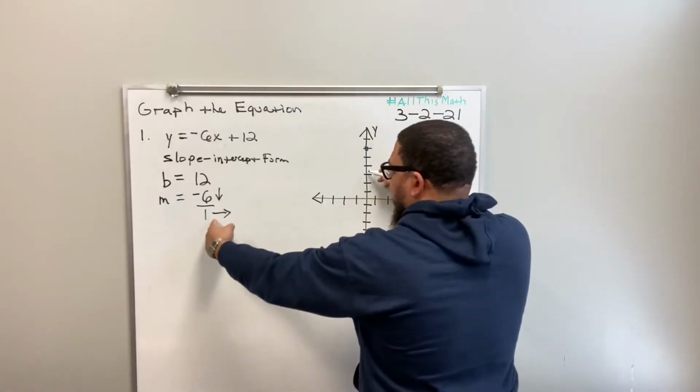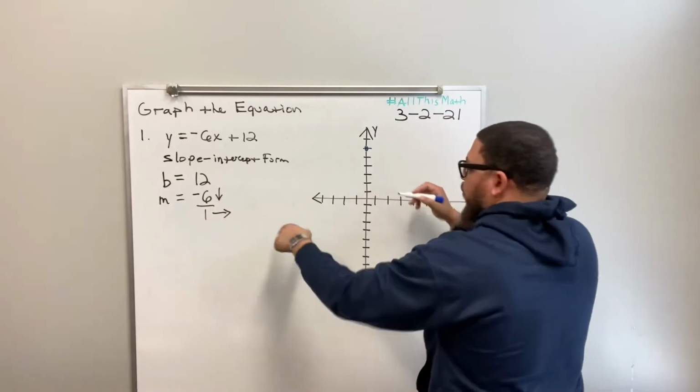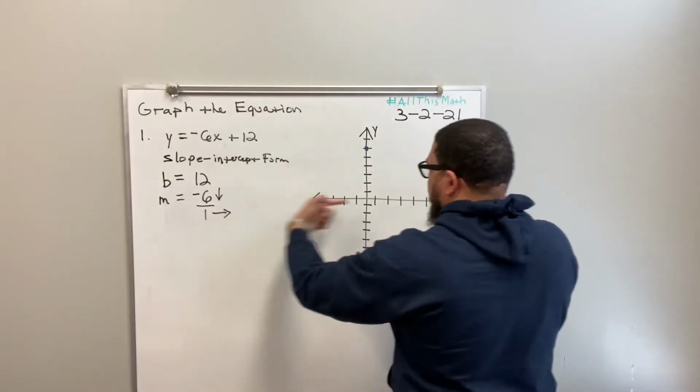Now, why am I moving to the right? Because that's a positive 1. If it was a negative, I would go to the left, but it's positive, so I'm going to the right.